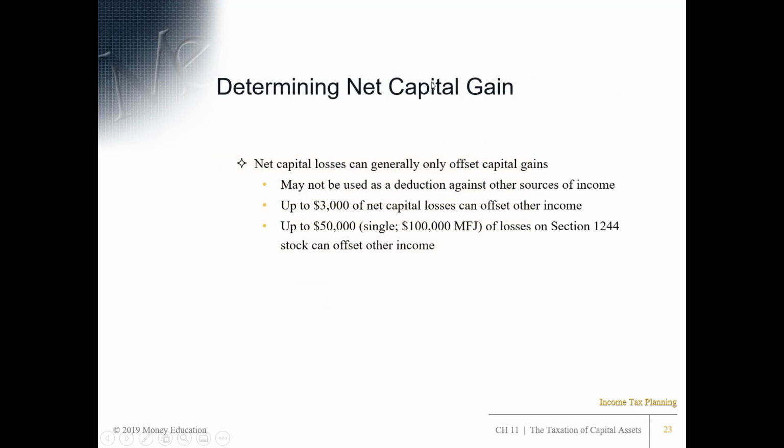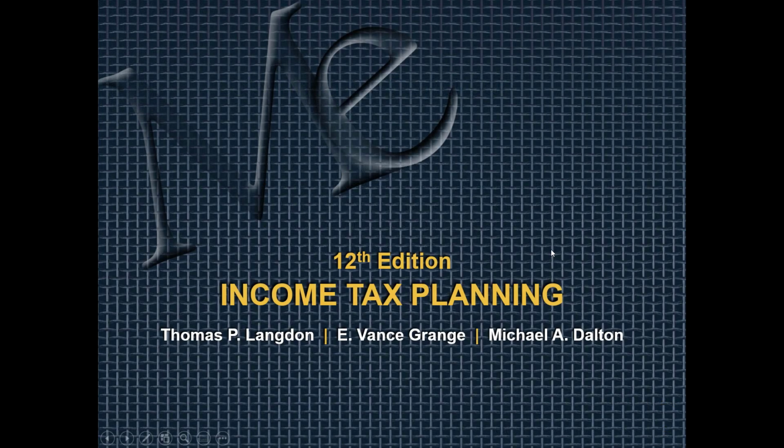Net capital losses can generally only offset capital gains and may be used as a deduction against other sources of income. Up to $3,000 of net capital losses can offset other income. Up to $50,000 single and $100,000 married filing joint of losses on Section 1244 stock can offset other income. We'll talk a little bit about 1244 stock in another chapter.